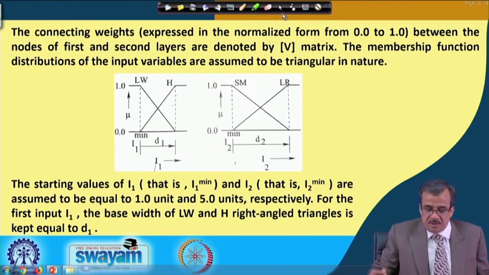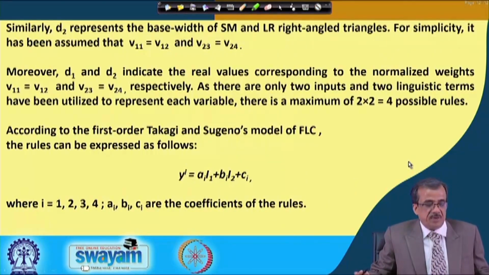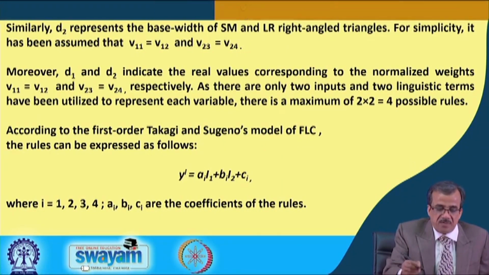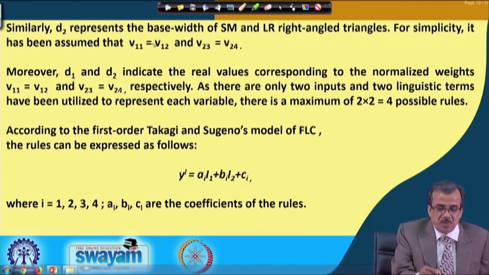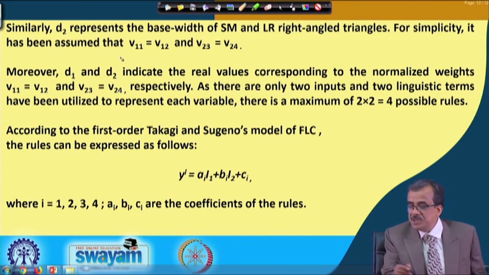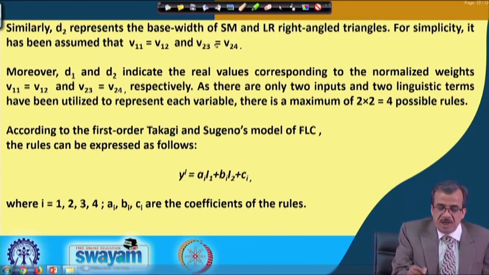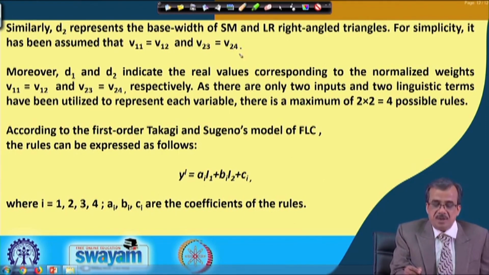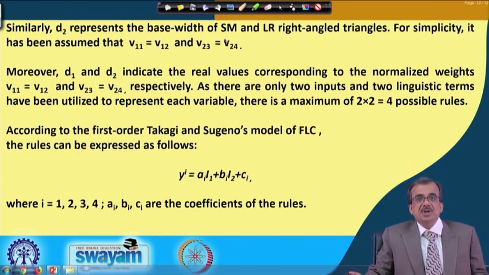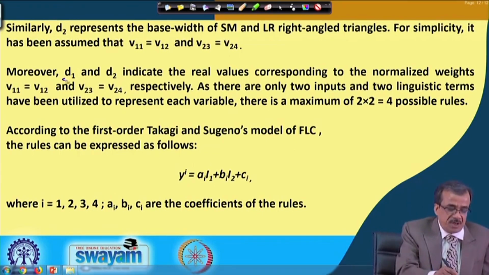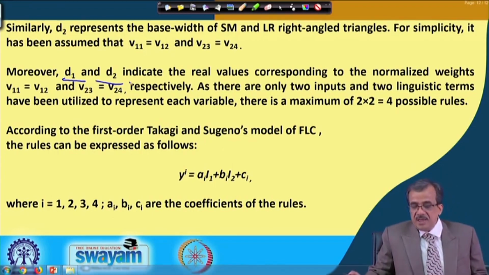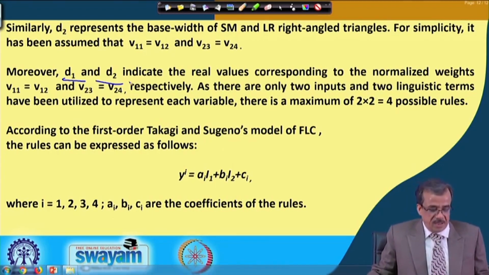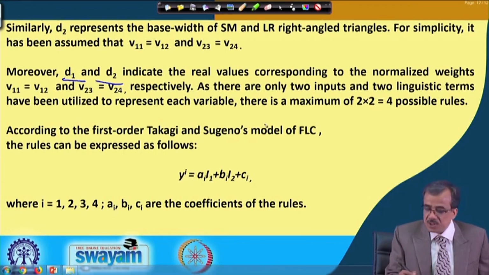Now, the rest of the statement of this particular problem: we use the connecting weights V11 equal to V12, and that is denoted by D1. Similarly, V23 is nothing but V24, and that is going to represent D2. Now, these values for D1 and D2 should lie in a particular range, and there should be some well defined range also.